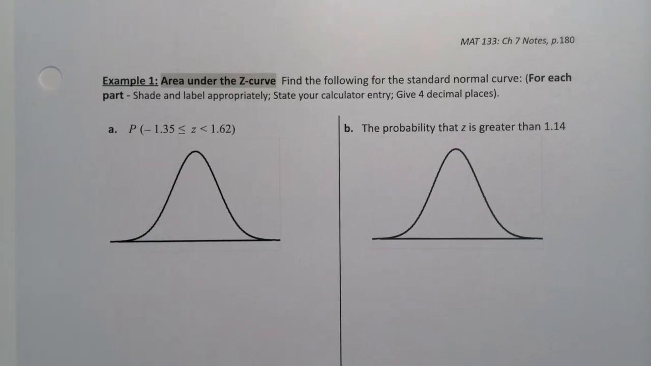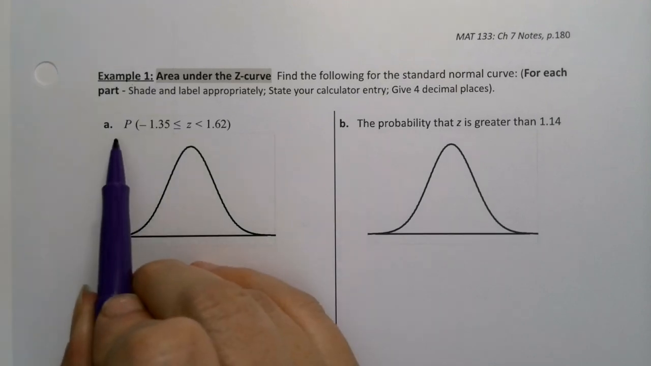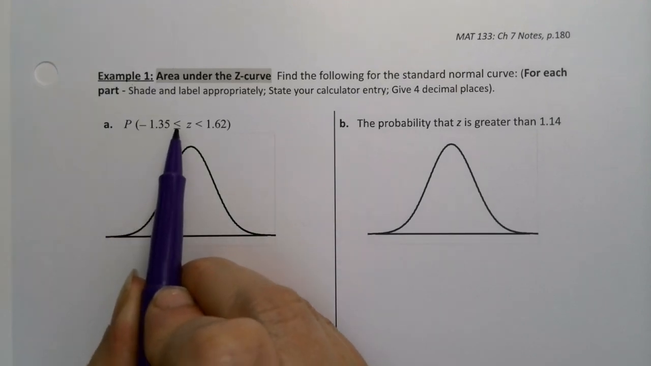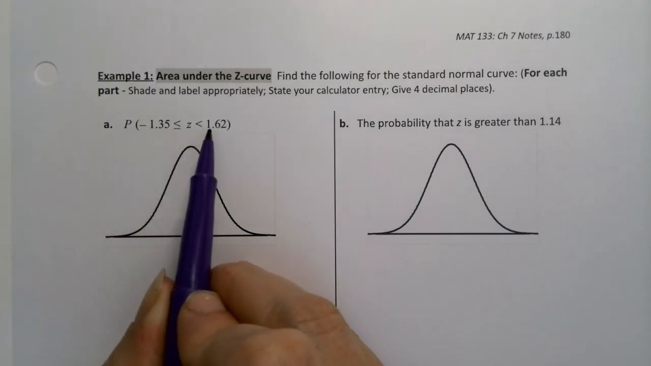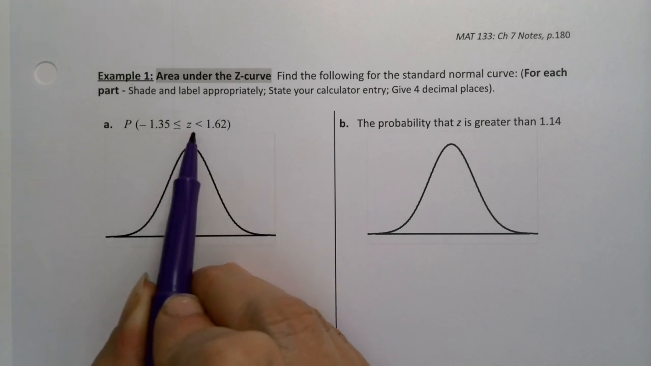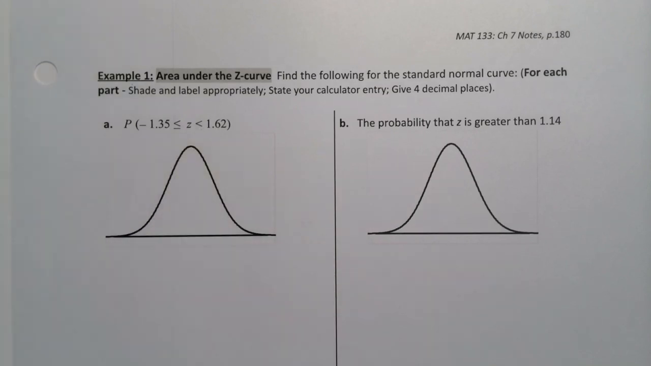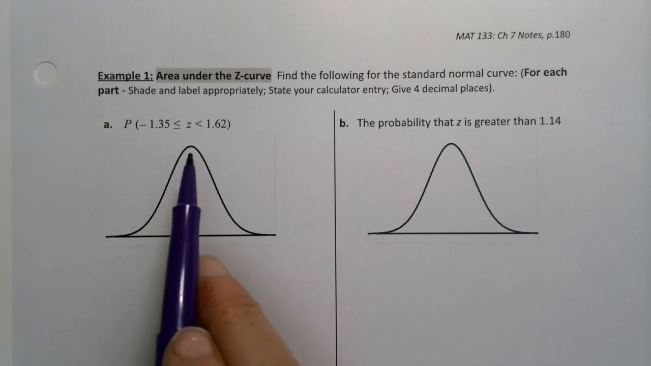So we want to find the area under the z-curve for all of these questions. If you look here, it says the probability that negative 1.35 is less than or equal to z, which is less than 1.62. Don't get worried about the less than versus less than or equal to. This is a continuous distribution, so it shouldn't matter at all which one you've got where.